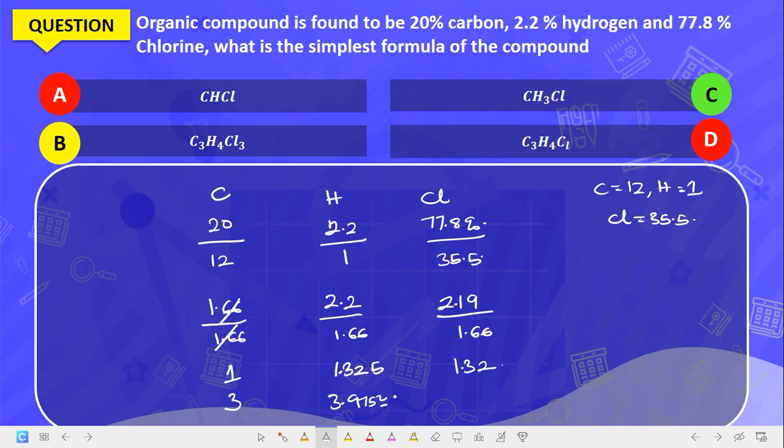3.975, which is approximately 4. Then multiply 1.32 times 3, 3.96, which is also approximately 4. So the empirical formula of this compound, if I want to go by it, is C3H4Cl4. That's the empirical formula of the compound, C3H4Cl4.